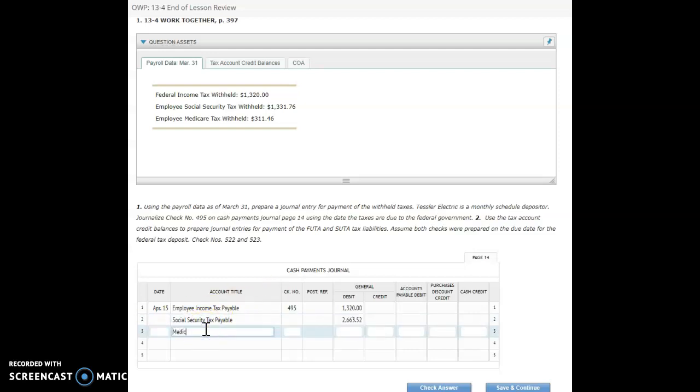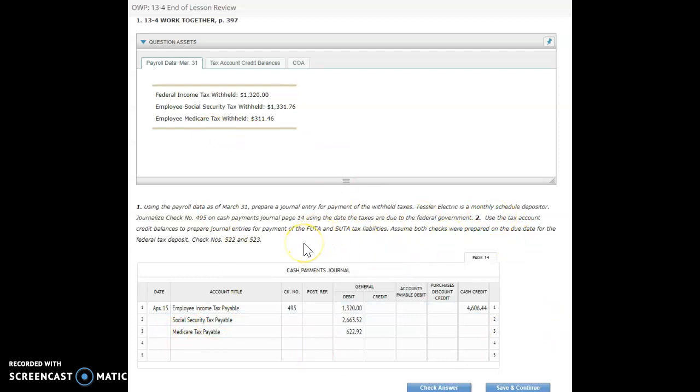Okay, Medicare tax payable. Again, this is just the employee right here. We also know that the employer has to match that. So again, 311.46 times 2, 622.92. Okay, so now we can figure out how much we are paying in full. So I'm going to add those three amounts together for all the withholdings. So 4,606.44. Okay, then we're going to move on to step 2.